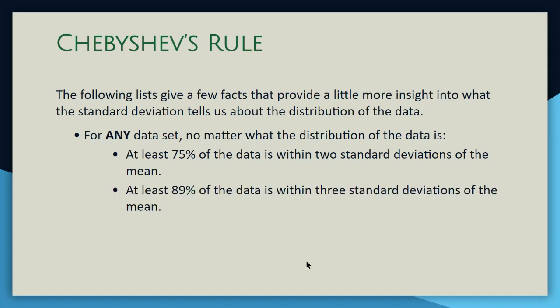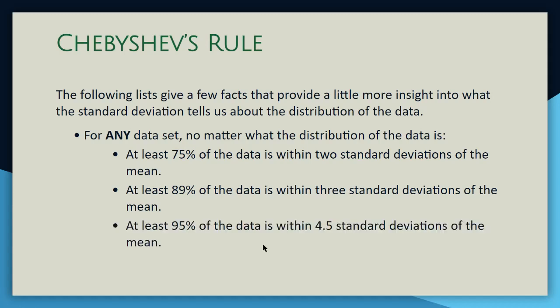At least 89% of the data should be within 3 standard deviations of the mean. So if I go 3 standard deviations below and 3 standard deviations above, almost 90% of the data should be between those two numbers. At least 95% of the data should be within 4.5 standard deviations of the mean. So we go 4.5 below to 4.5 above. That's 95% of all of the data.